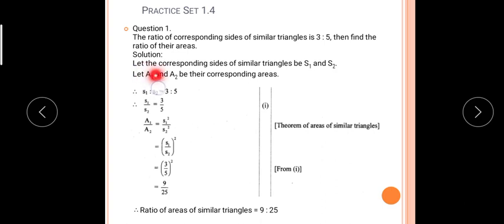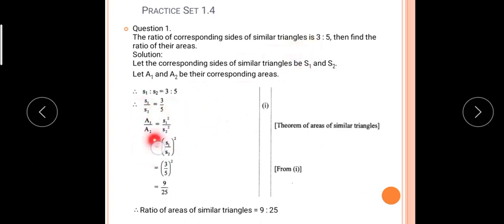Very simple. Firstly, consider that the similar triangles be S1 and S2. S1 and S2 are the two sides of similar triangles, and A1 and A2 are their corresponding areas. Therefore S1 upon S2 is equal to 3/5.